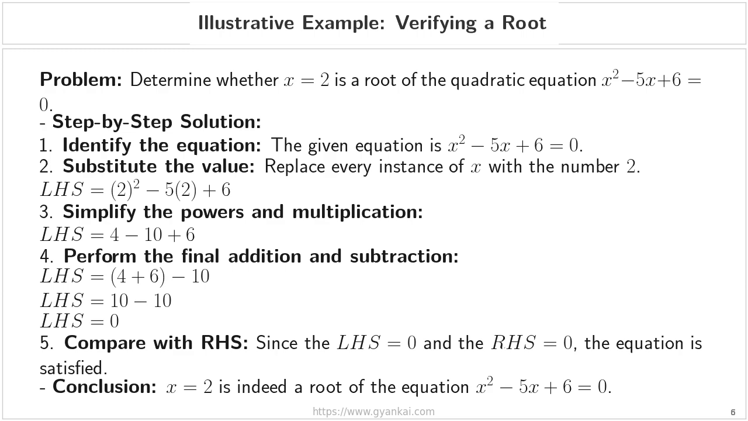Now, let's put everything we have discussed regarding the definition of roots into practice with an illustrative example. Now that you have seen how to verify a root mathematically, let's move on to the next slide to see how this same logic applies to a real-world scenario involving the dimensions of a garden. Real-world application example.